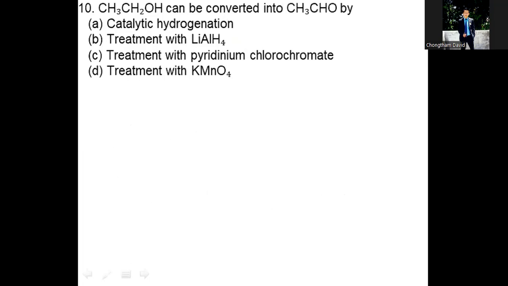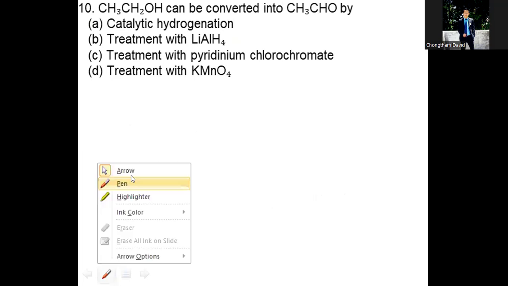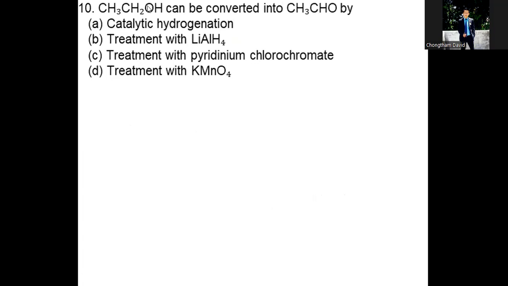Question number 10. Ethanol can be converted into ethanaldehyde. This is a primary alcohol. On oxidation, it can easily change to aldehyde. So it will be option number C. You can call this PCC, one of the reagents to change to aldehyde.